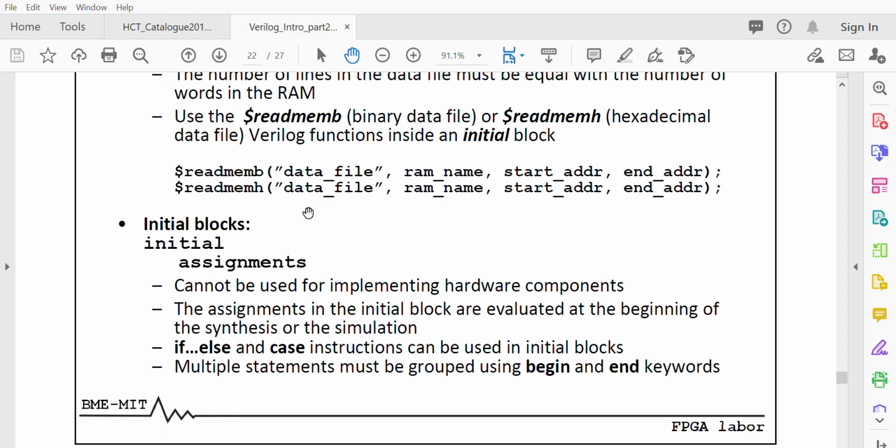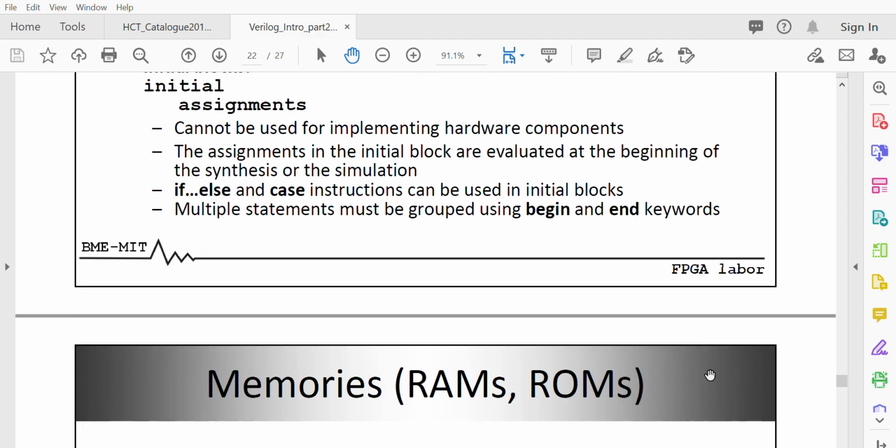Initial blocks. What is an initial block? An initial block is a statement that is not synthesizable, that is useful for simulation. You say, at the beginning, do this. You initialize things as if you are writing a sequential program, as if it is programming, but it's not hardware. That's why they say it cannot be used for implementing hardware components. The assignments in the initial block are evaluated at the beginning of the simulation. If, else, and case instructions can be used in initial blocks. Multiple statements can be grouped using begin and end keywords.